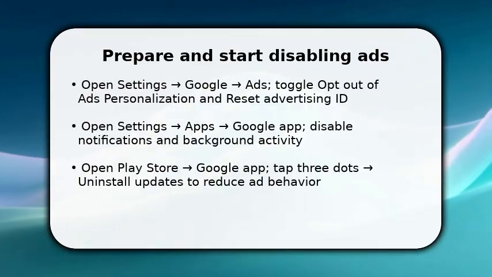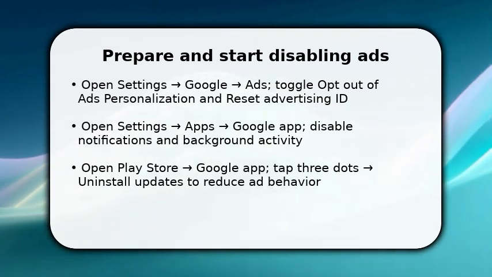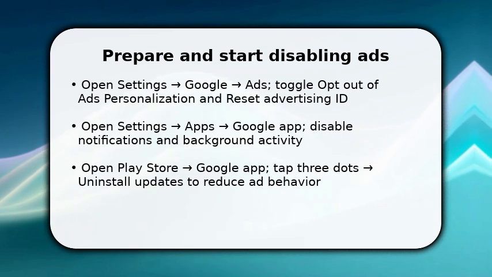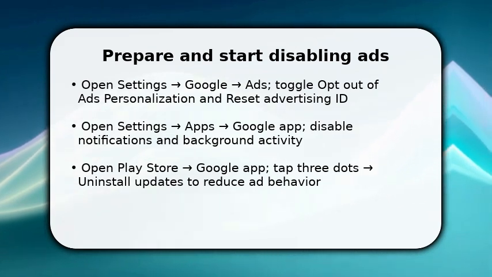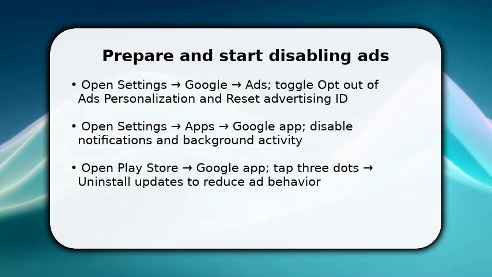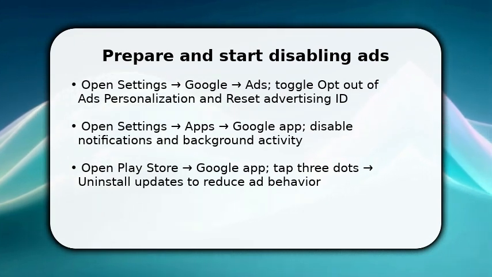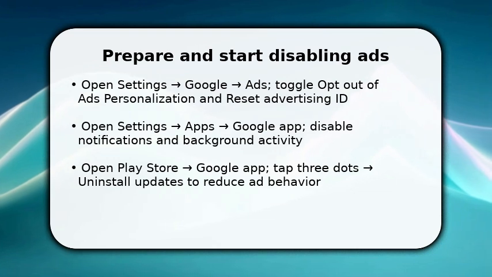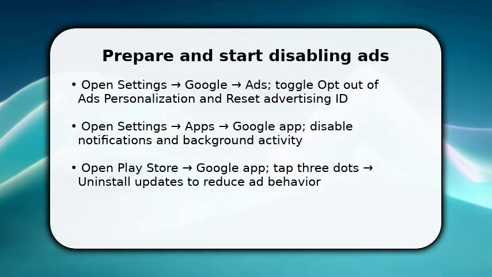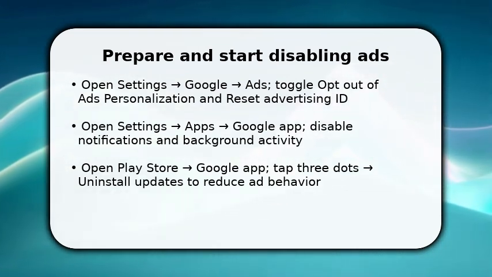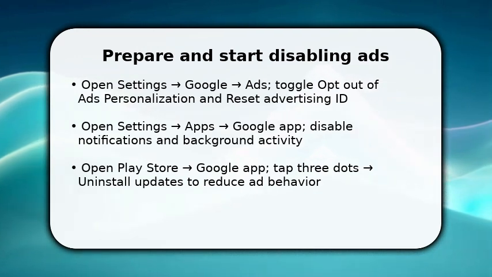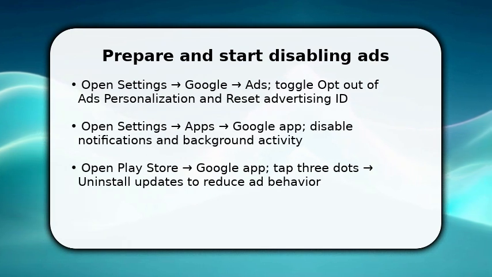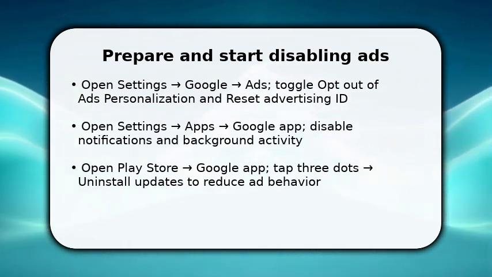You'll begin by stopping ad targeting and noisy push ads. First, go to Settings, Google Ads, and opt out of ads personalization, then reset your advertising ID so apps lose the old profile. Once done, open Apps, find the Google app and disable notifications and background activity to cut ad triggers. Finally, in Play Store for the Google app, tap the three dots and uninstall updates. This can remove recent ad-serving tweaks and simplify the next steps.